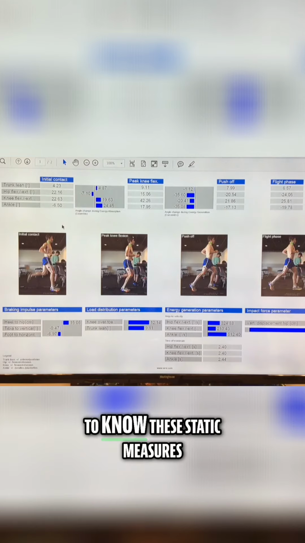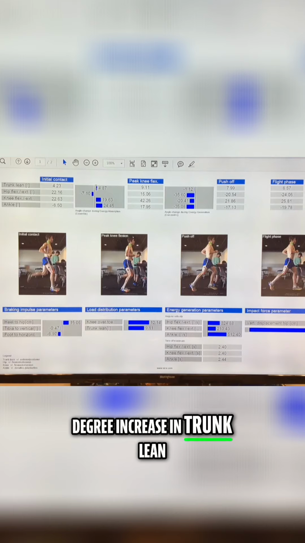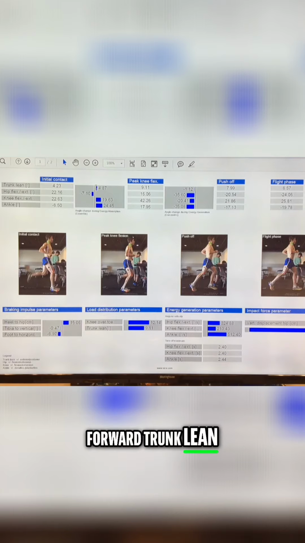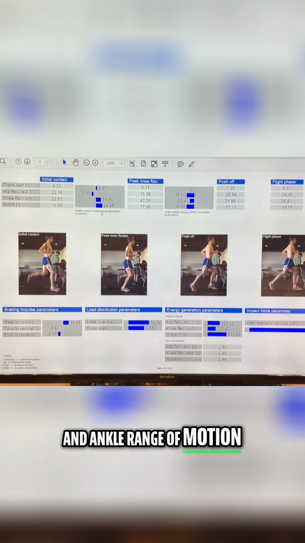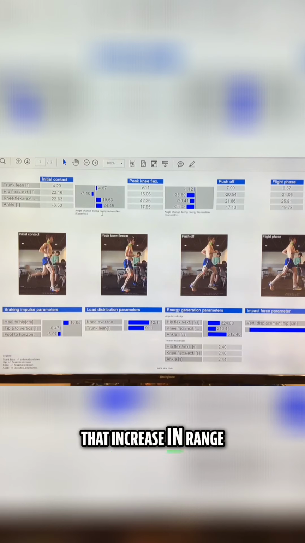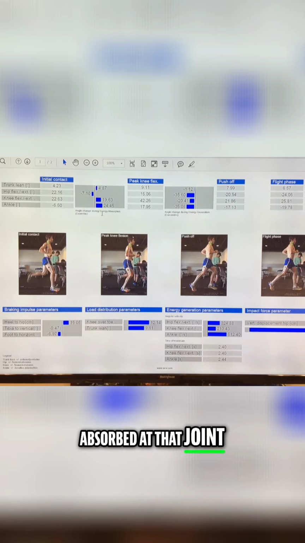It's nice for us to know these static measures, but what we care most about are the excursion, or change in range of motion, from initial contact to peak knee flexion. As we look at this column, which represents the excursion, we see a 5-degree increase in forward trunk lean. We see a loss of some hip flexion, and we see a nice gain in knee and ankle range of motion. When we see that increase in range, that represents energy being absorbed at that joint.